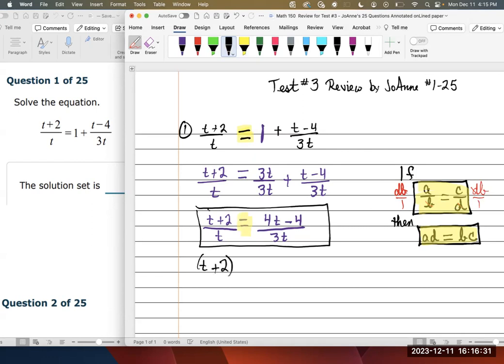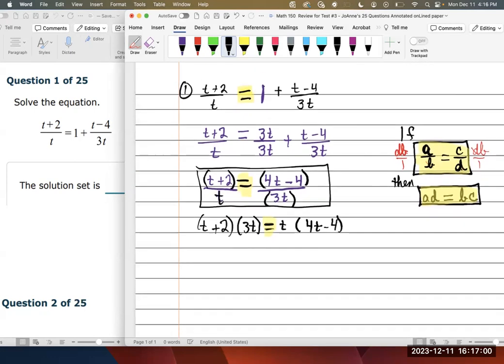t plus 2, what's on the left side, or my A, multiplied by the 3t, will have the same value as this t times the 4t minus 4. Yes, you could have factored that 4t minus 4 if that would be an easier way for you to work with that problem, fine. But we do not have to factor at this point.